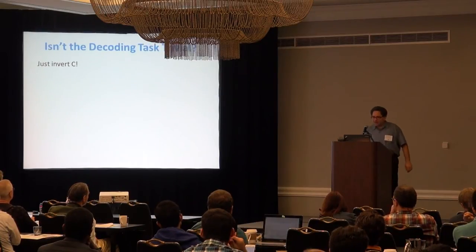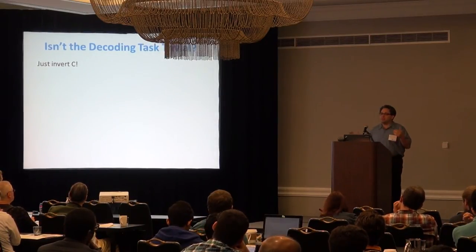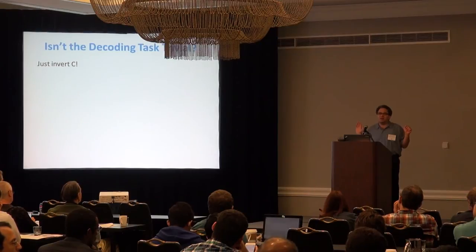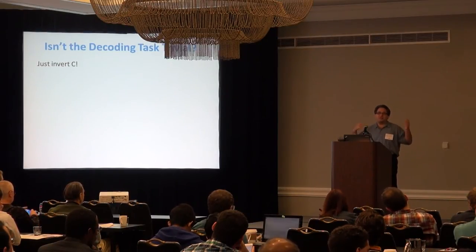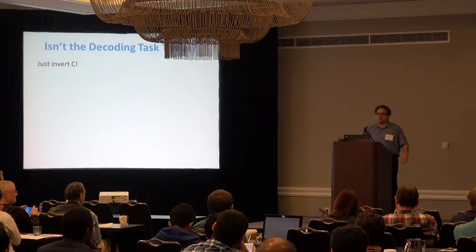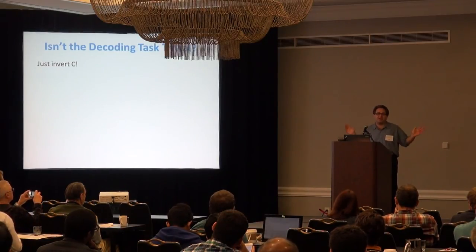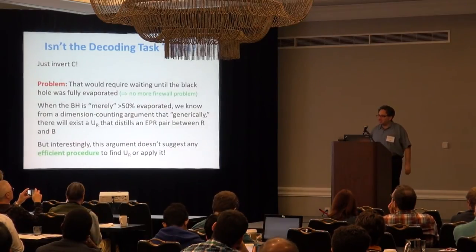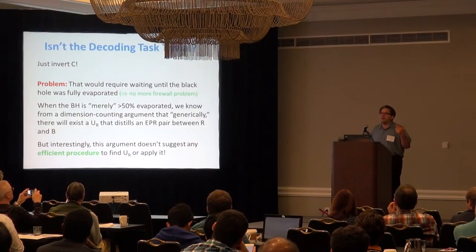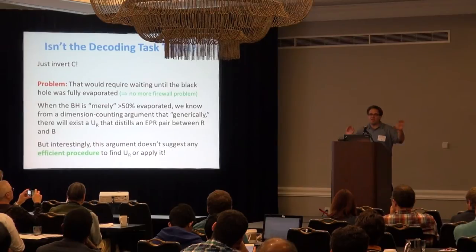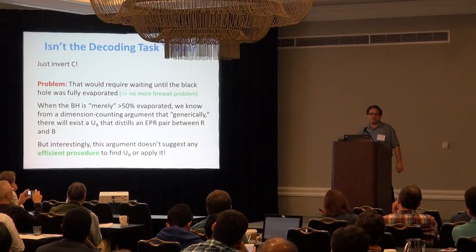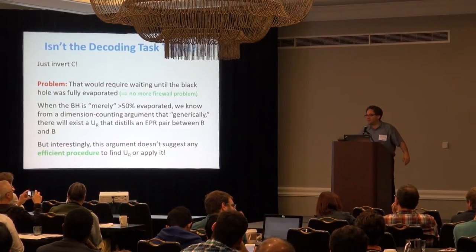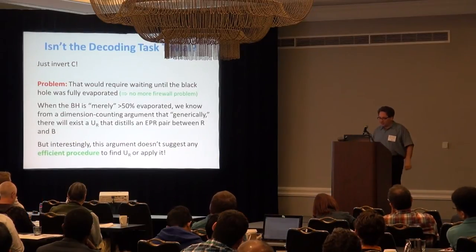Now some people will look at this and say, well, the decoding sounds pretty easy, right? You could just start out by inverting C and getting back to the all zero state, and then you could go from there. The problem with any approach of that kind is that you only have access to the qubits in R and B, not to the ones in H. This corresponds to Alice not being able to access the qubits that are still inside the black hole. She can only access the part that's already come out as Hawking radiation.